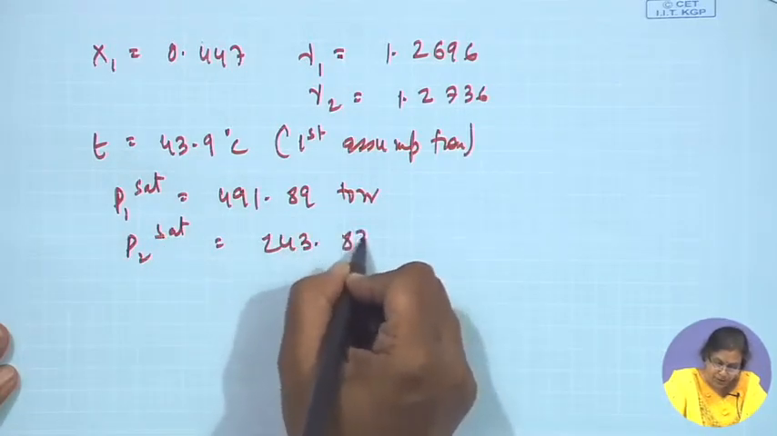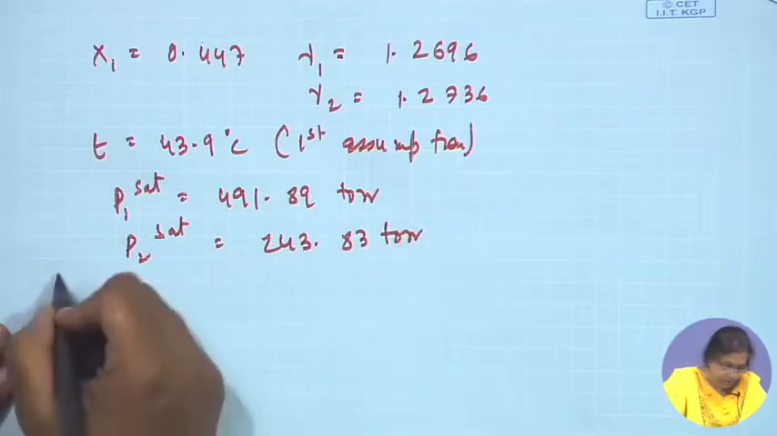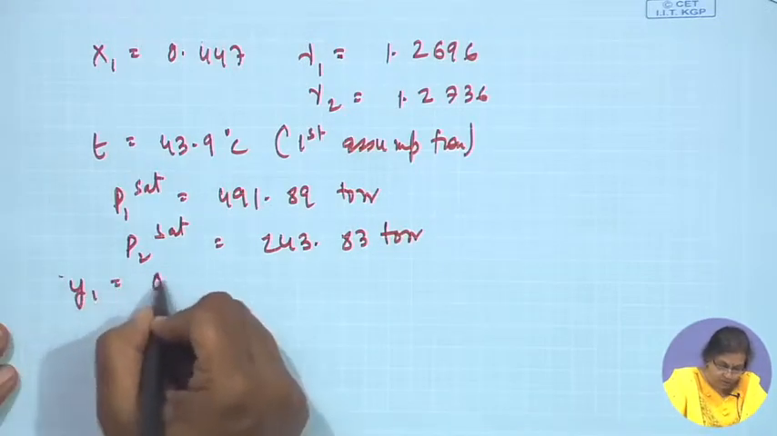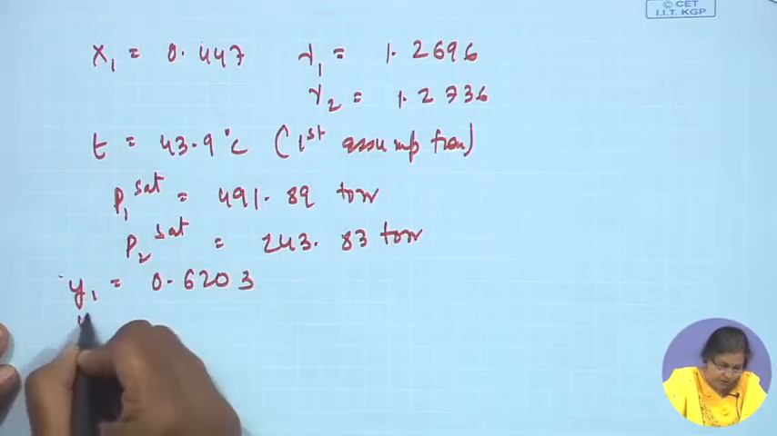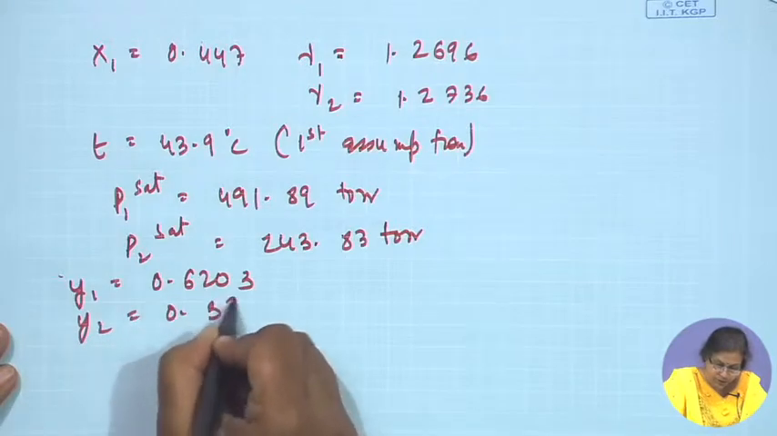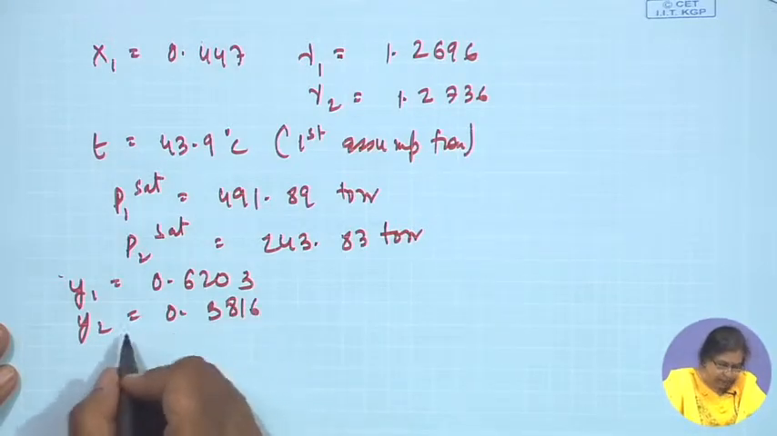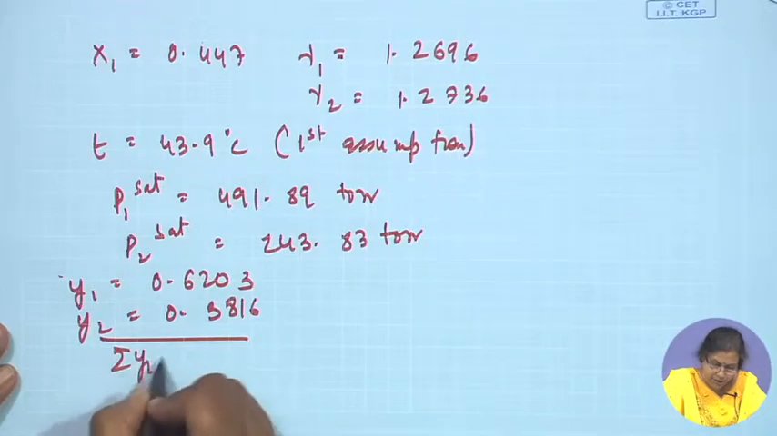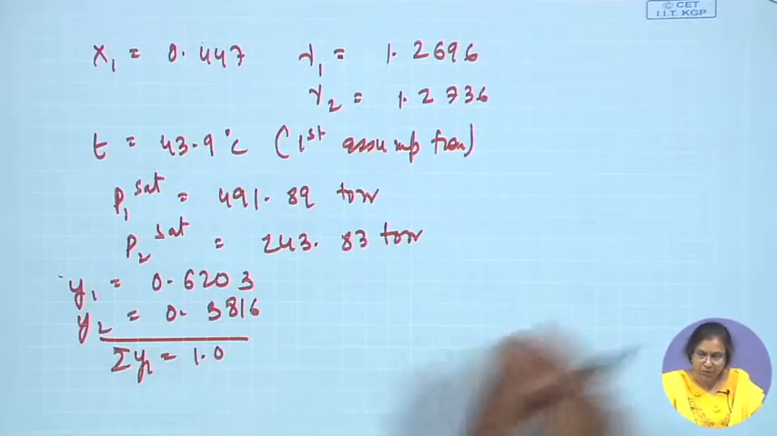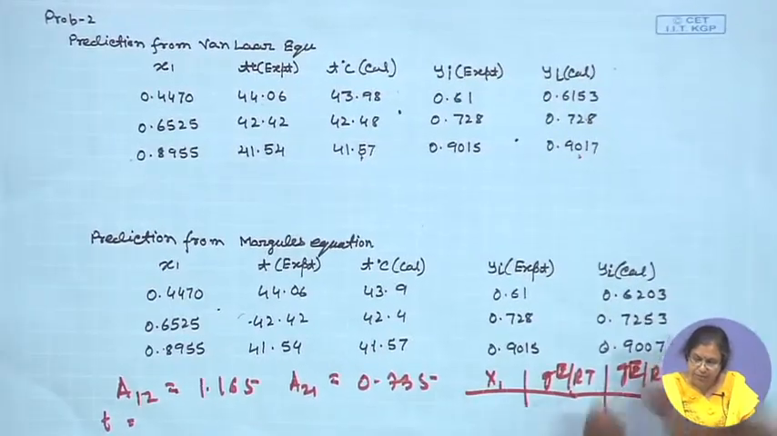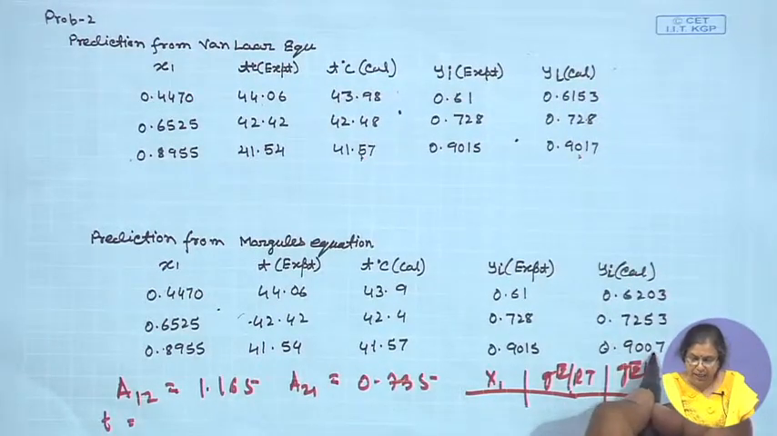These are the values that we get. From here we get y1 equals 0.6203, y2 equals 0.3816, and more or less we find that sigma yi equals 1.0. Accordingly, we can calculate for the different cases also, and we get the yi calculated.